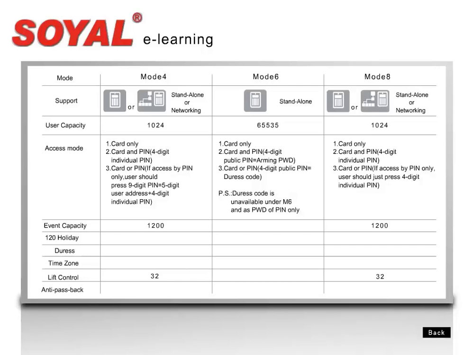As for Mode 6, seldom people would use this mode because it's only for standalone mode. Usually, it would be applied when the project has lots of users. It could support over 60,000 users at once. But under Mode 6, you could not have functions like events capacity and holiday.